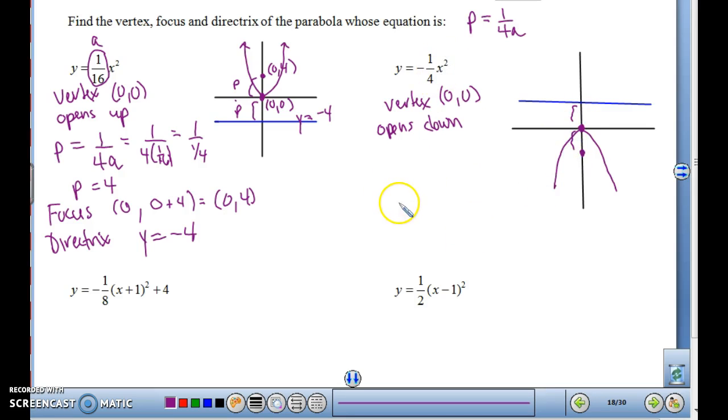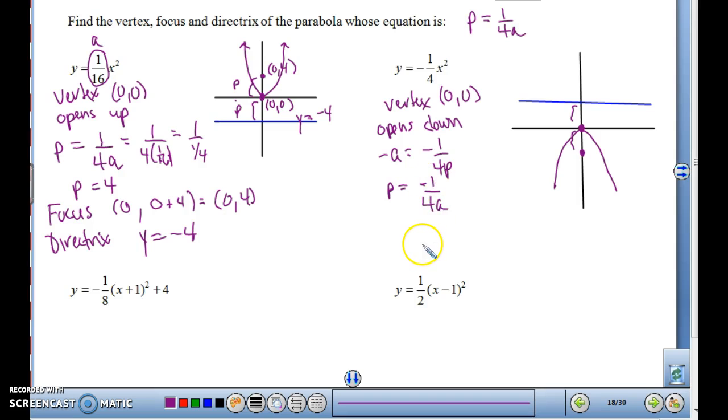Now notice here that the a value is negative. So since p equals 1/4a, that means that negative a will equal negative 1/4p. So when we solve that, that's going to give me p is equal to negative 1/4a, if you cross multiply and solve all that. So basically you just make this negative.